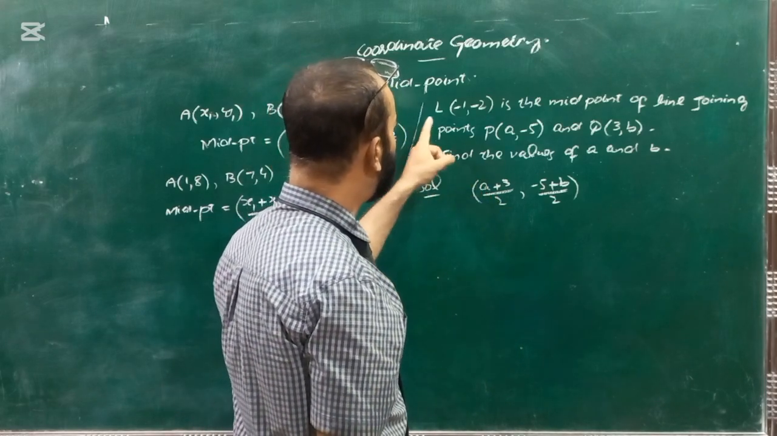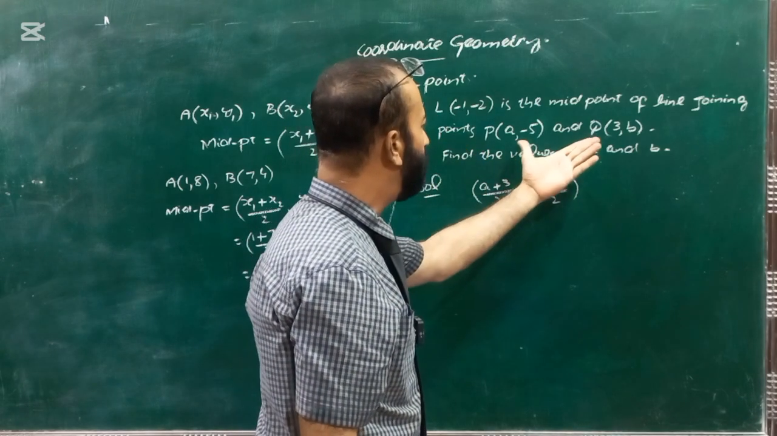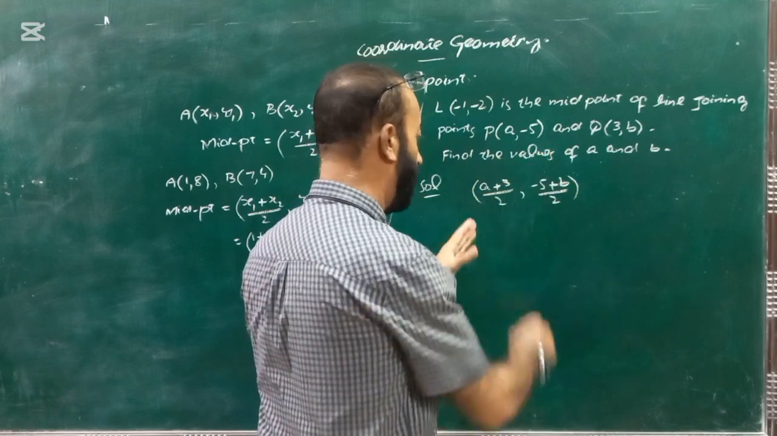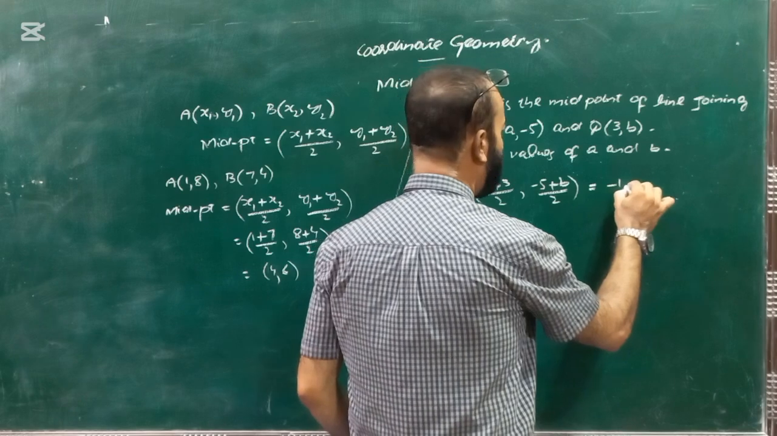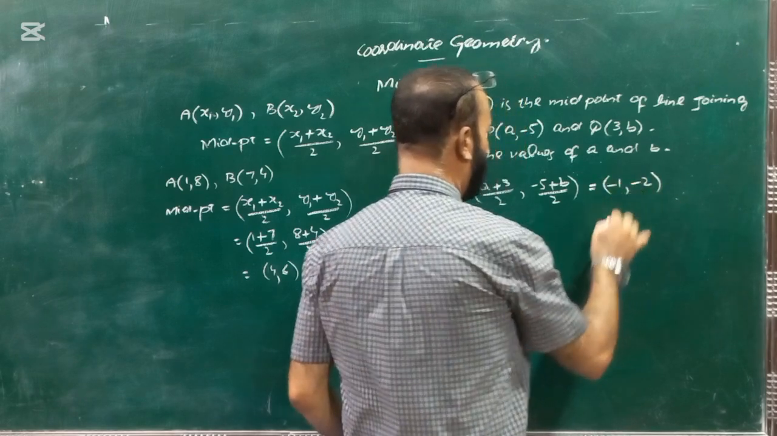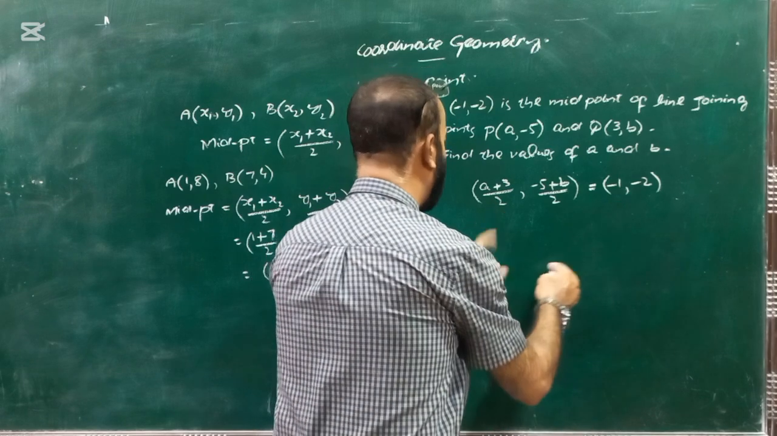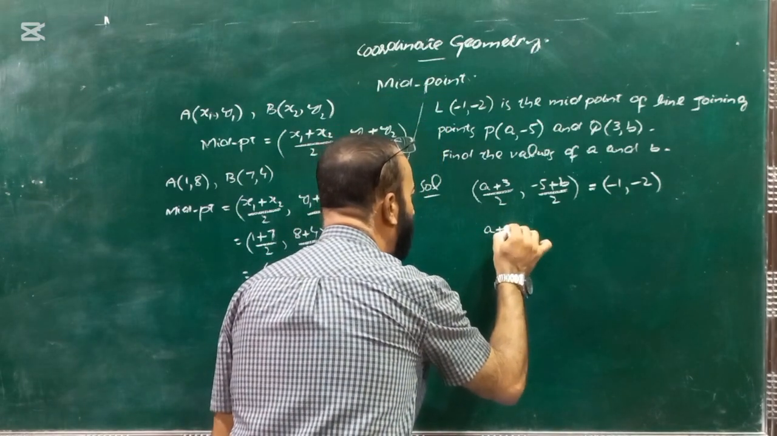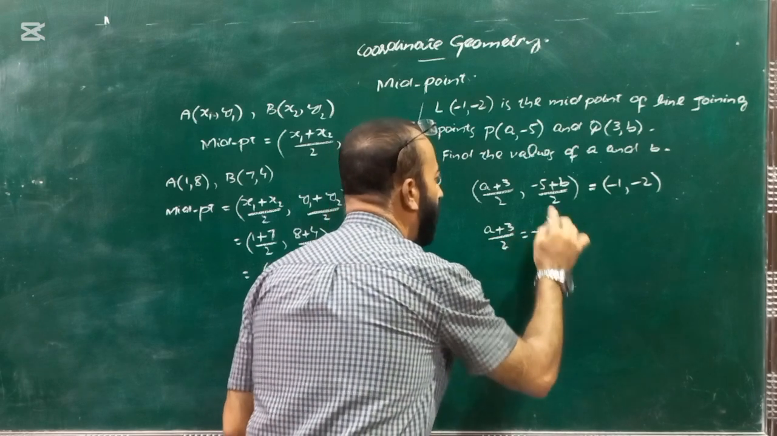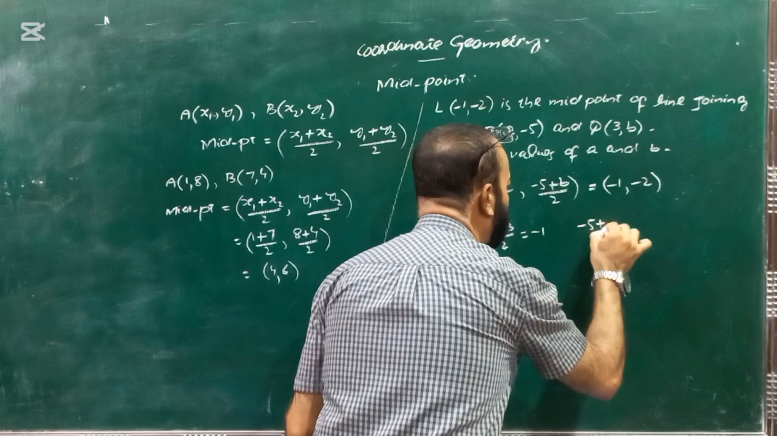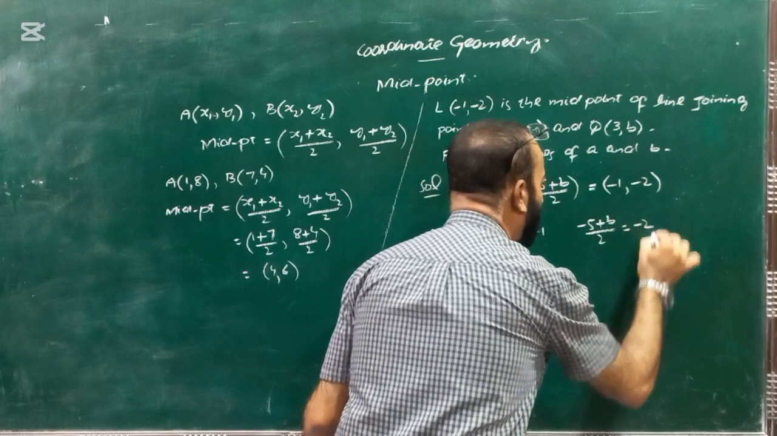But at the same time, in the question, this point is also given as the midpoint. So if this is the midpoint of these 2 points and this is the midpoint of these same 2 points, that will be equal ultimately. So that will be equal to minus 1, minus 2. If these 2 points are equal, it means the x coordinate will be equal to the x coordinate. So (a plus 3) over 2 should be equal to minus 1, and (minus 5 plus b) over 2 must be equal to minus 2.